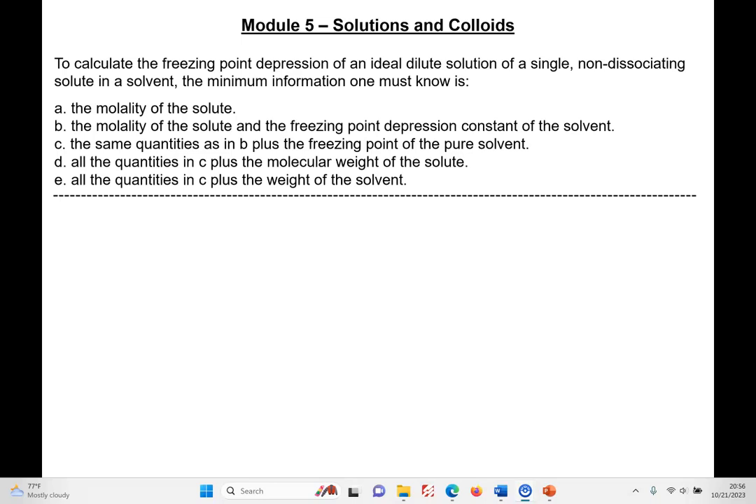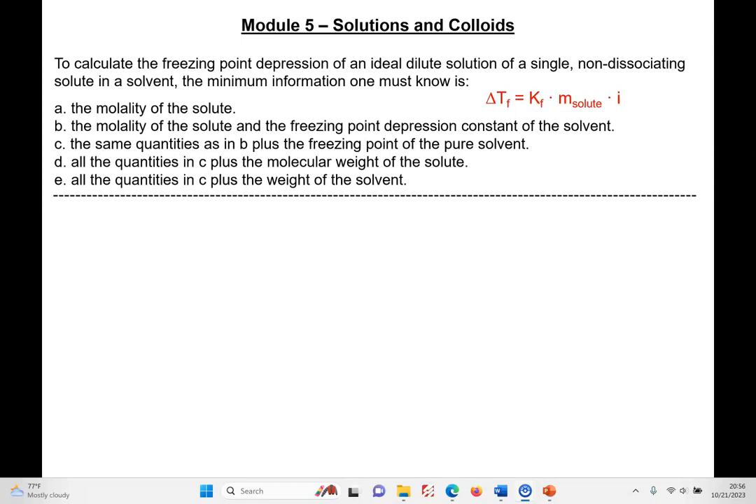All right, next question, more of a multiple choice question. To calculate the freezing point depression of an ideal dilute solution of a single non-dissociating solute in a solvent, what's the minimum information we have to know?